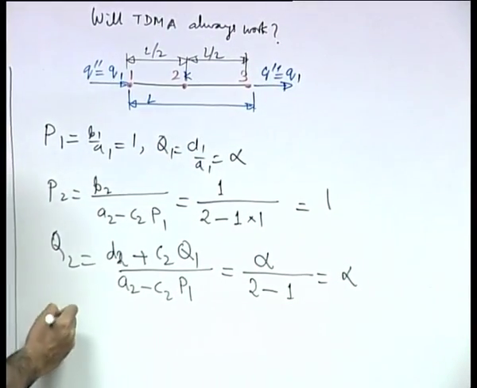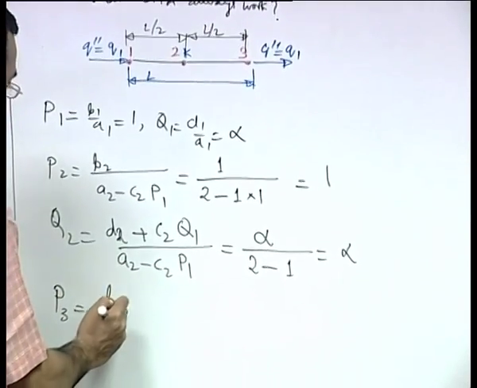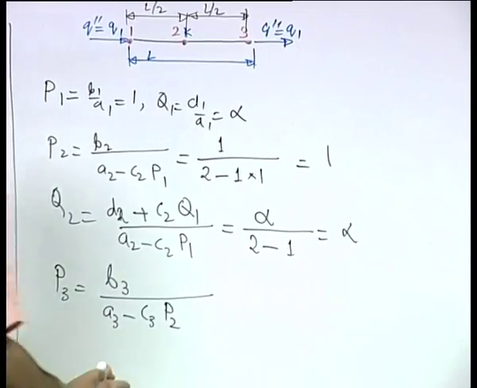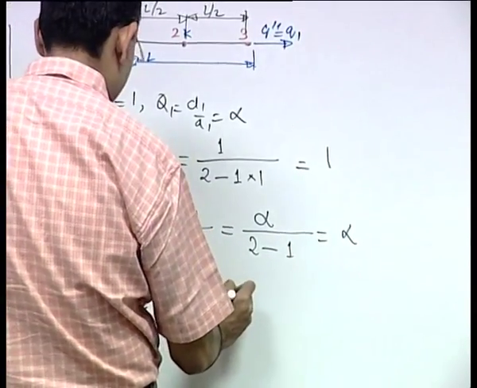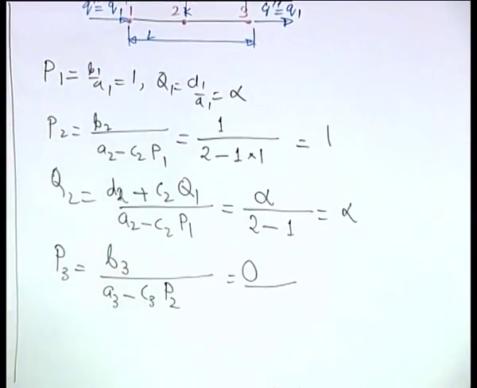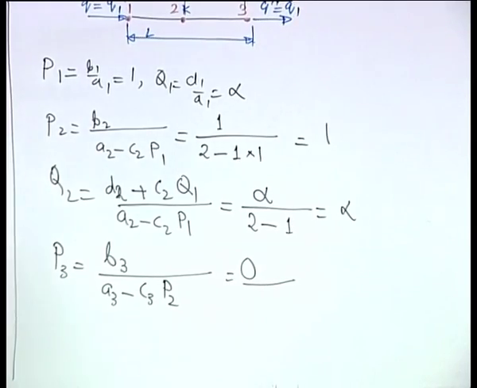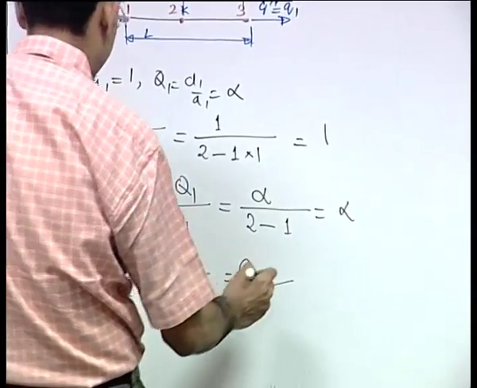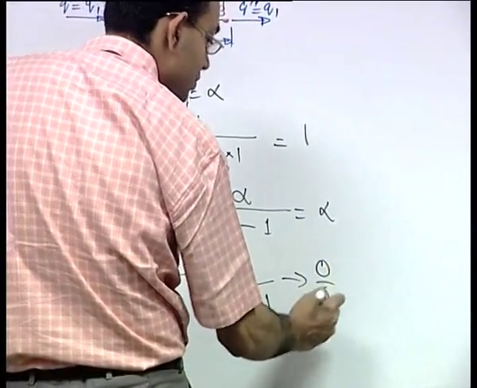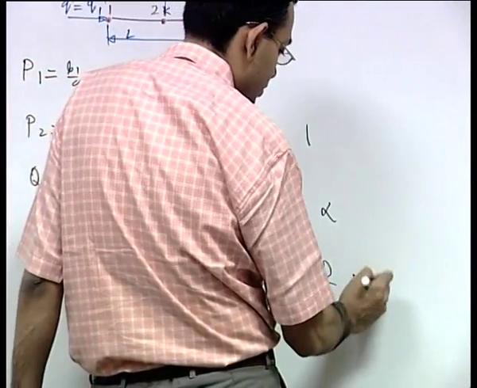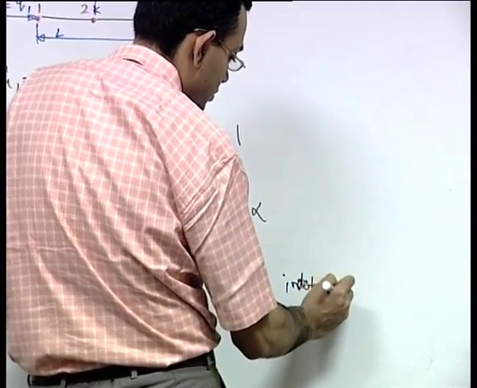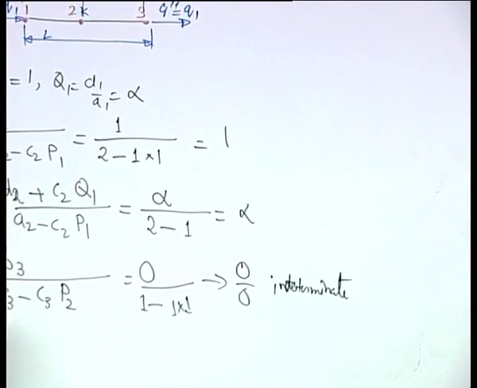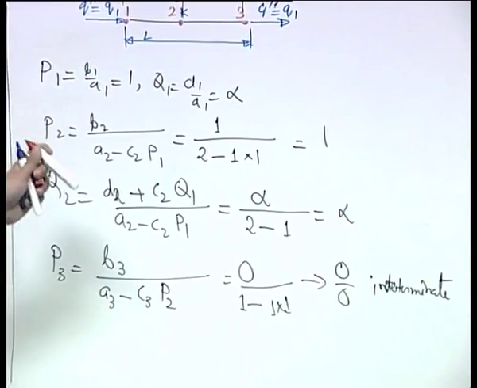Then P3 is B3 by (A3 minus C3 P2). B3 is 0, divided by A3, which is 1, minus C3, which is 1, into P2, which is 1. So, it is 0 by 0 form, indeterminate. So, you can see that the calculation of TDMA breaks down here. TDMA does not work for this case.